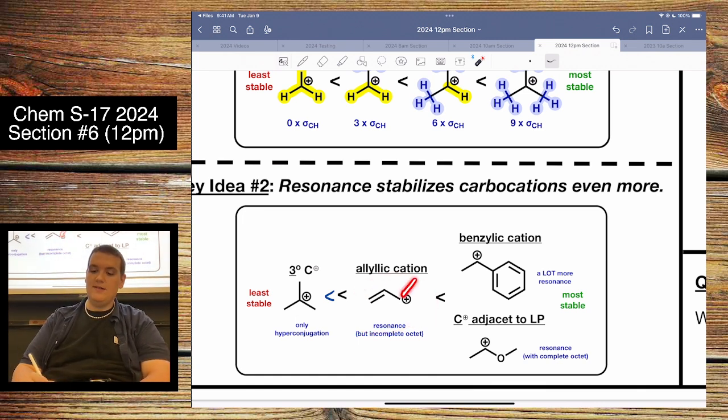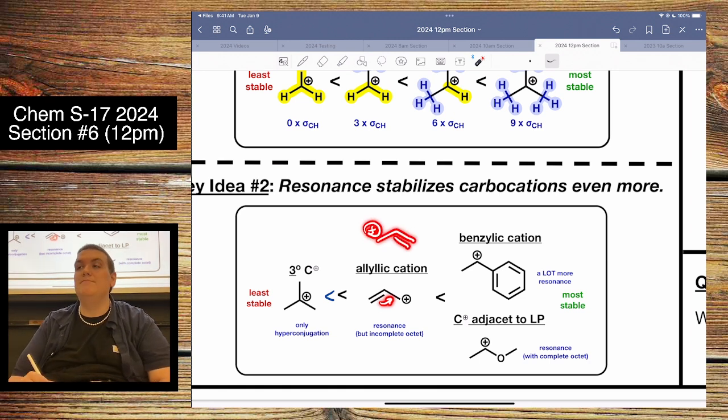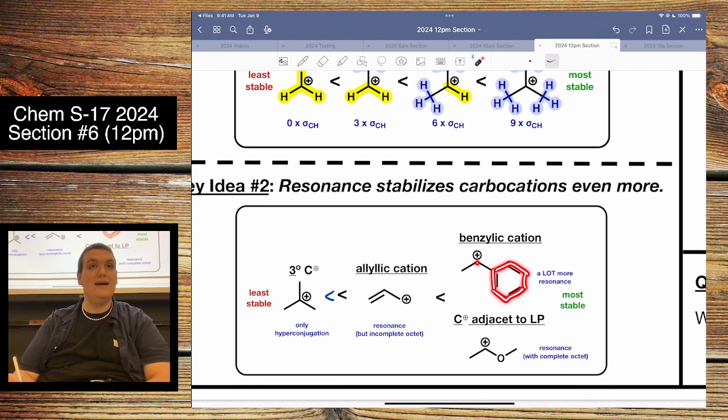This position right next to an alkene, we call the allyl position, A-L-L-Y-L. And this would be an allylic carbocation. It has a resonance structure that looks like this. We are fully spreading that positive charge out across 3 atoms, so it's just more stable. Similarly, the carbon that's right next to a benzene ring is called the benzylic carbon. And the benzylic carbocation has a lot of resonance. It has resonance coming from all of this ring, so you're spreading the positive charge out over like 7 atoms. Same with adjacent to an atom with a lone pair.